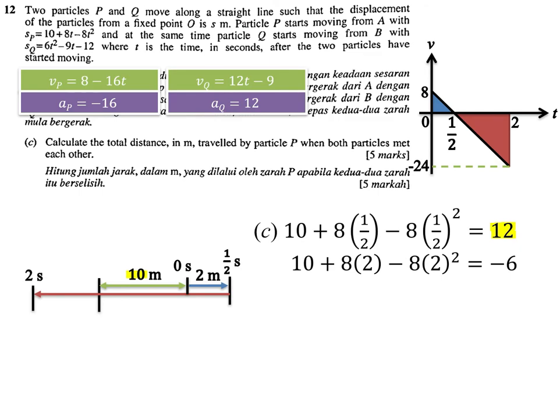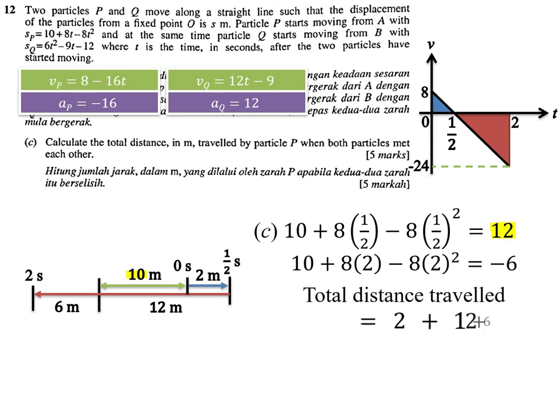So when the particle moves back and passes through the starting point, it will pass through 12 meters again, right? Then from point O, moving until 2 seconds, it will travel the distance of 6 meters again. The total distance travelled, of course, does not include the initial displacement. So which is 2 plus 6 plus 12, not including the 10 that I highlight there. So that will give us 20 meters.